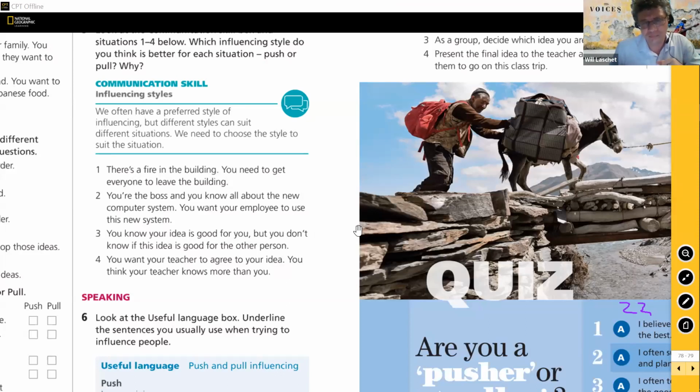Molam says pull. Mila says pull. I agree. And I think that's definitely true. It's a more difficult concept.